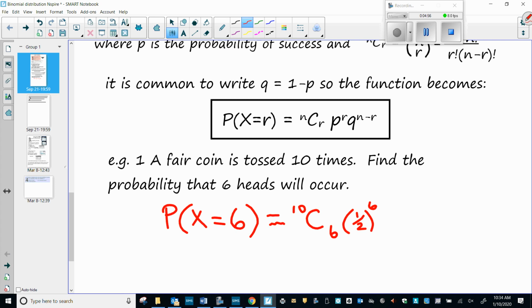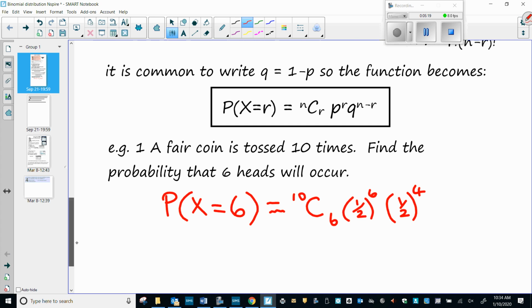And then what's the probability of failure? Half. So in this case they are the same, and that's going to be to the power of 4. Careful, 4? 4. Why 4? Because 6 minus 10. Or yeah, that way. But we know it. You still get a 4.